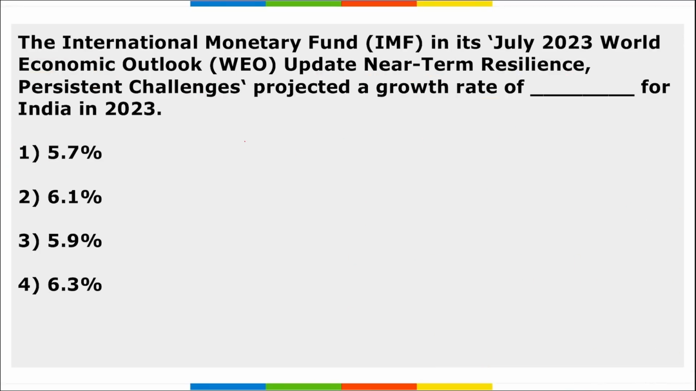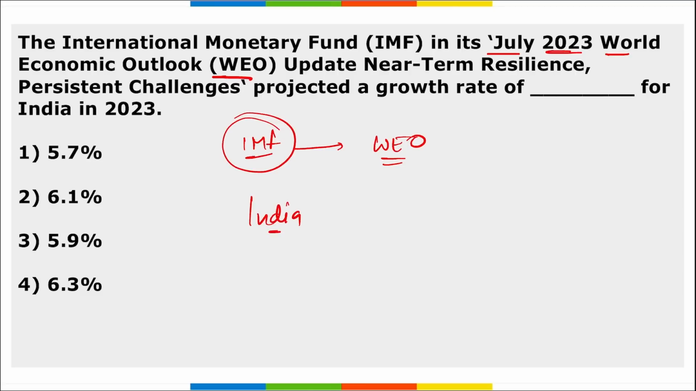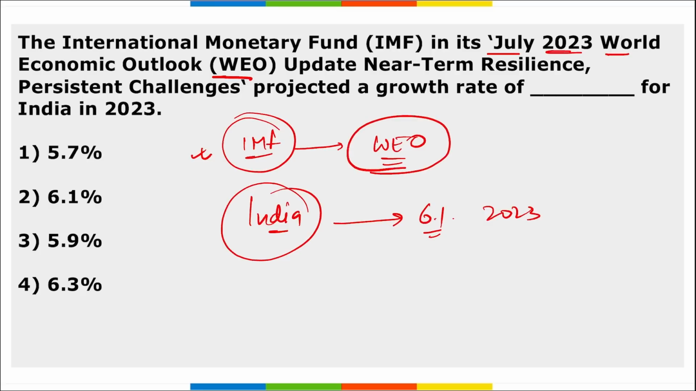Next is your IMF, International Monetary Fund, in July 2023 World Economic Outlook Report. So we can say that IMF, they released World Economic Outlook Report, and in that they projected the GDP growth rate of India. What was it for the year 2023? India will be growing by 6.1% according to IMF in their World Economic Outlook Report in the year 2023.